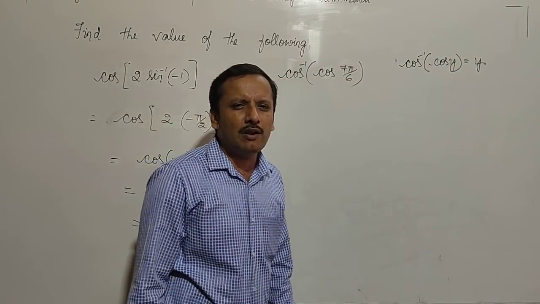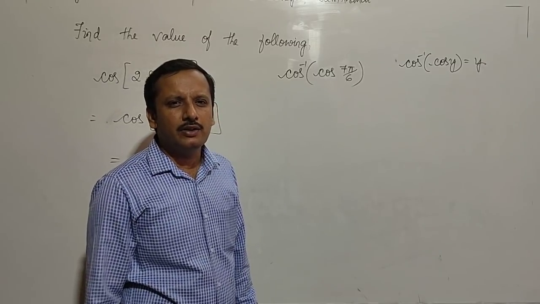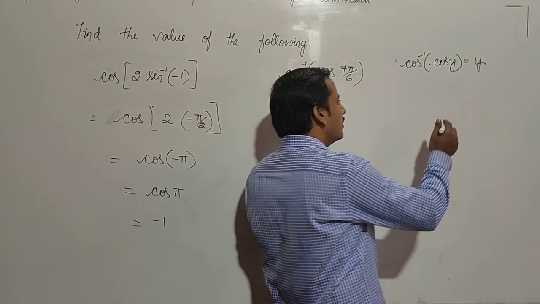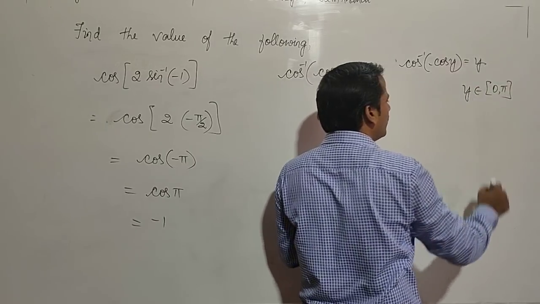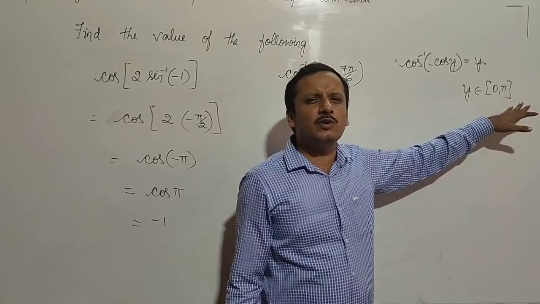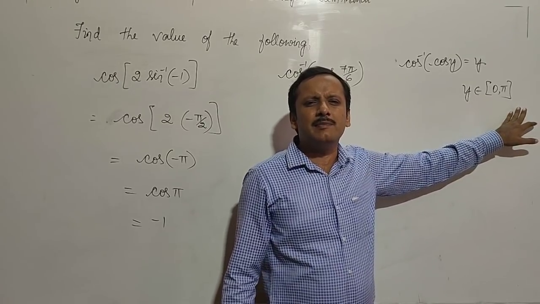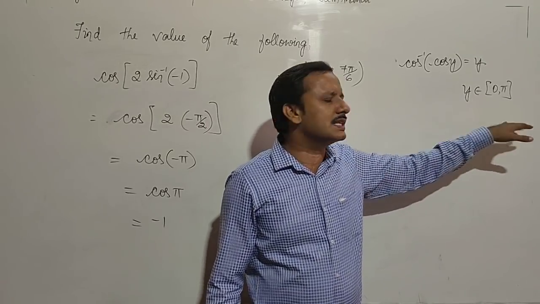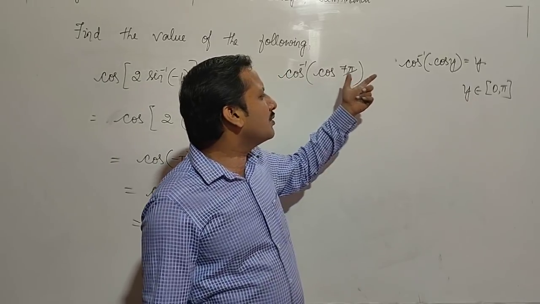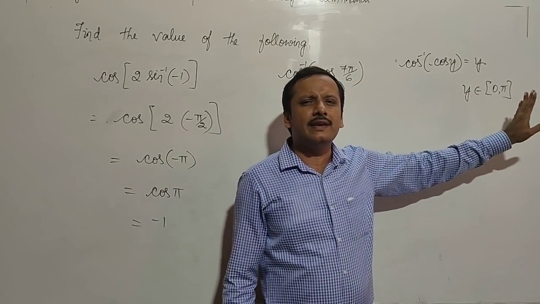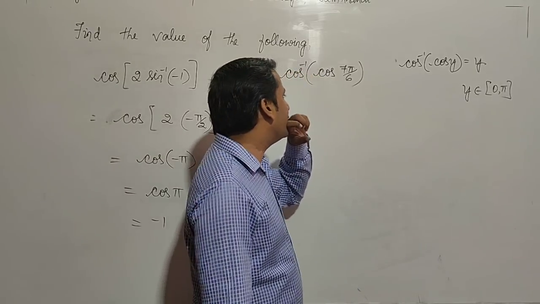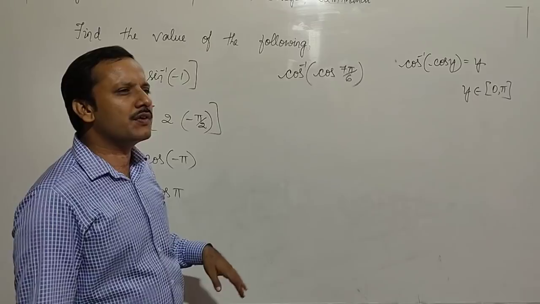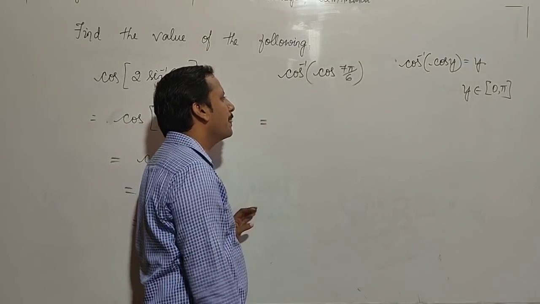Is it true for all values of y? No. This is true only when y belongs to the closed interval 0 to pi, which is the principal branch of cos inverse x. So cos inverse of cos y is equal to y only when y lies in the closed interval 0 to pi.